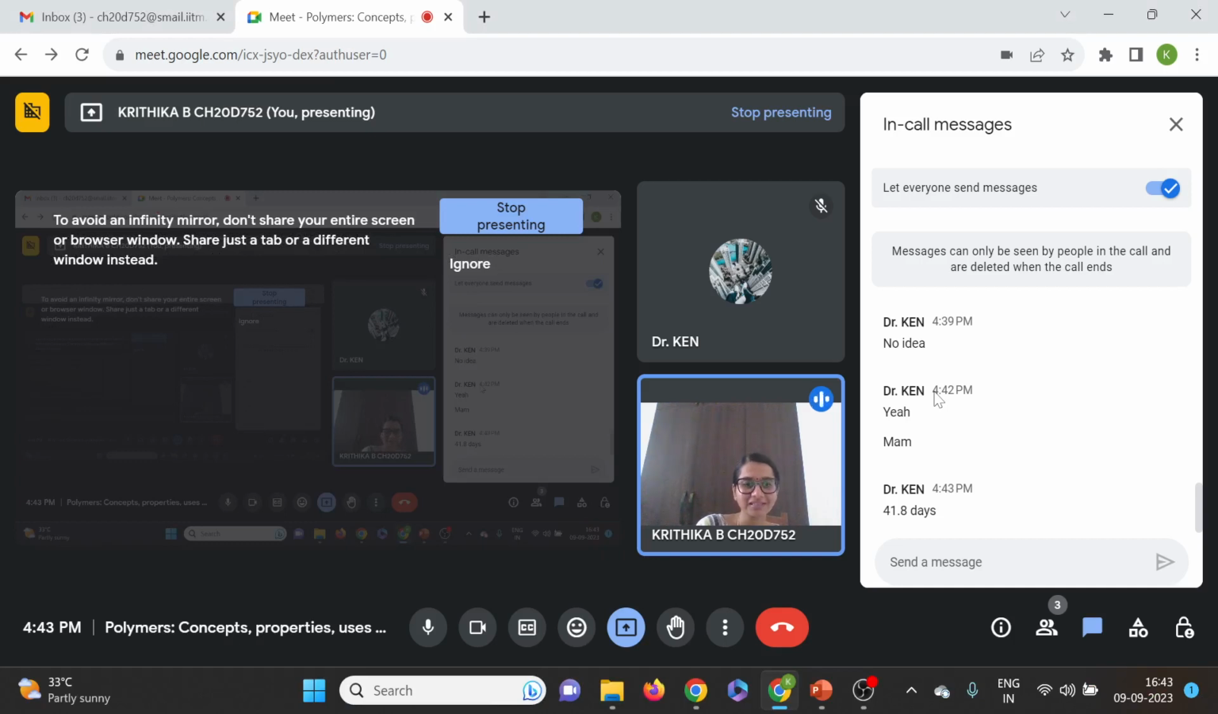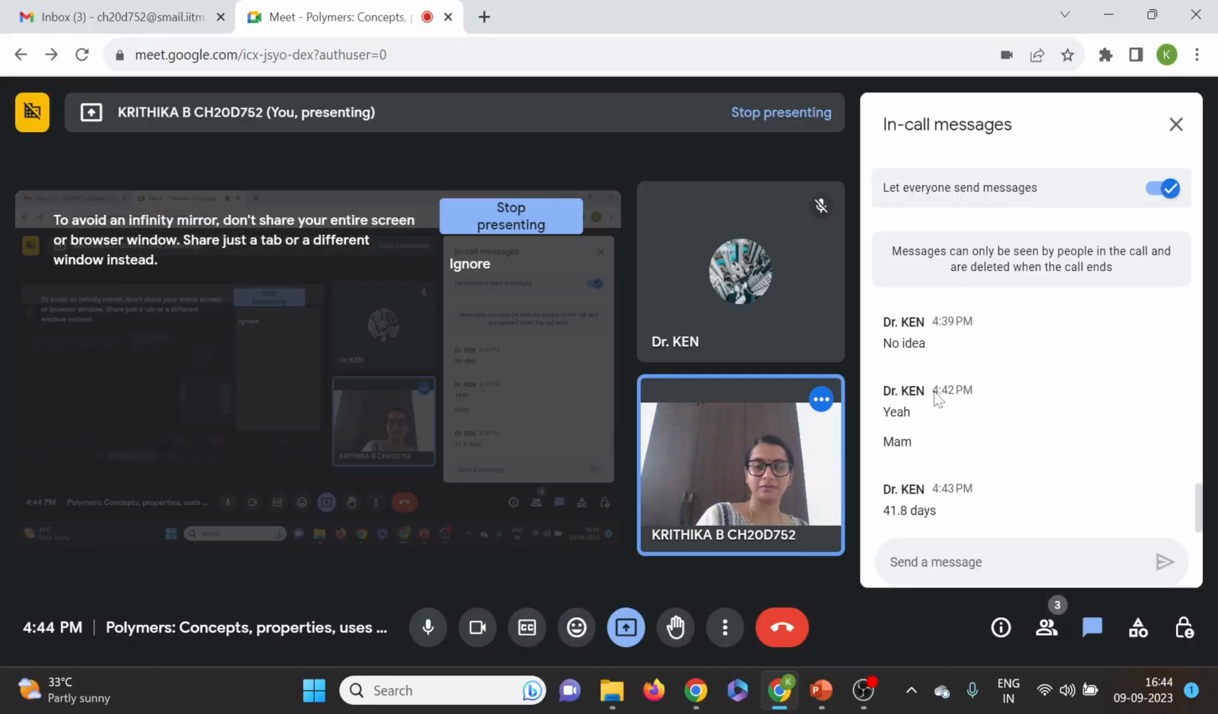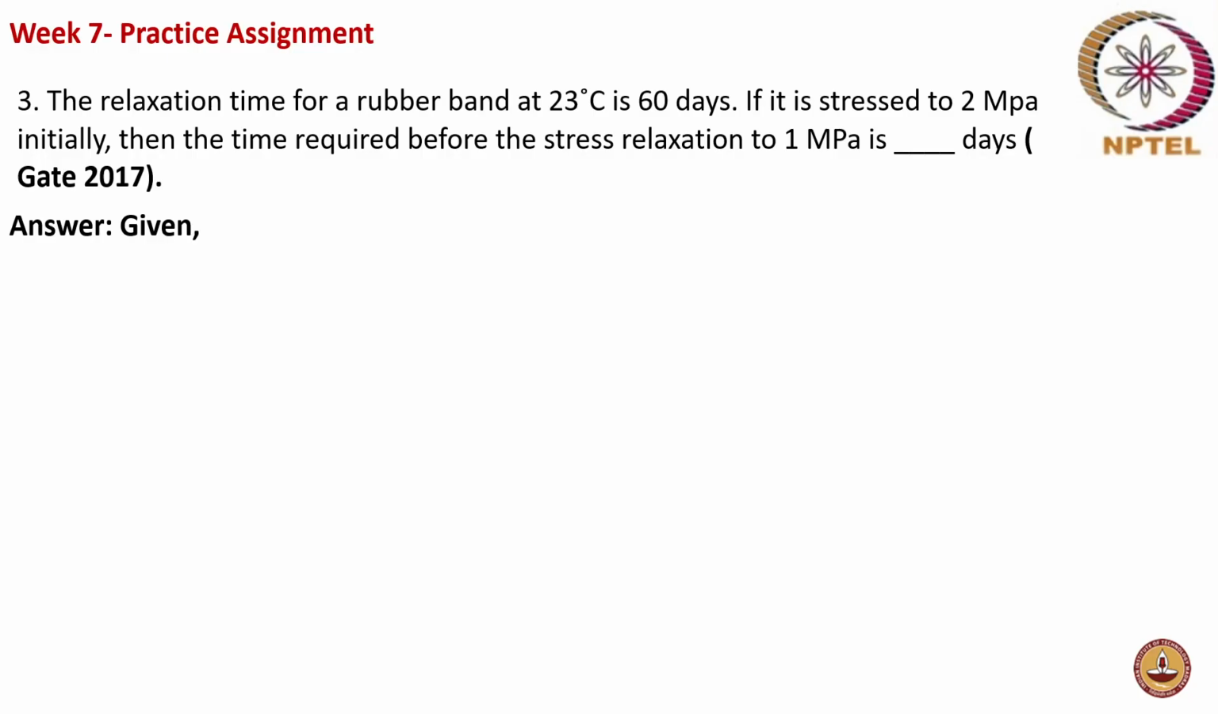Okay, that's nice. You were able to solve it. That's great. 41.8 days. Good. So for the benefit of others, let's share the solution model.